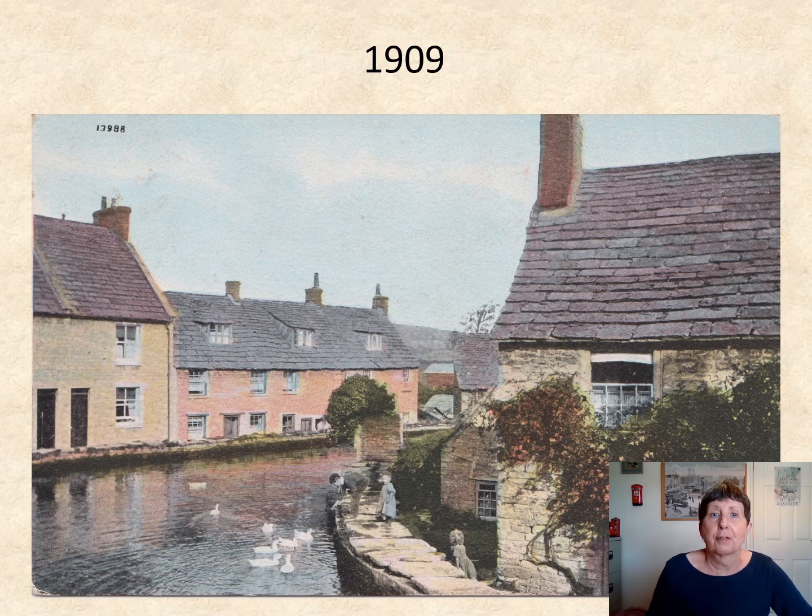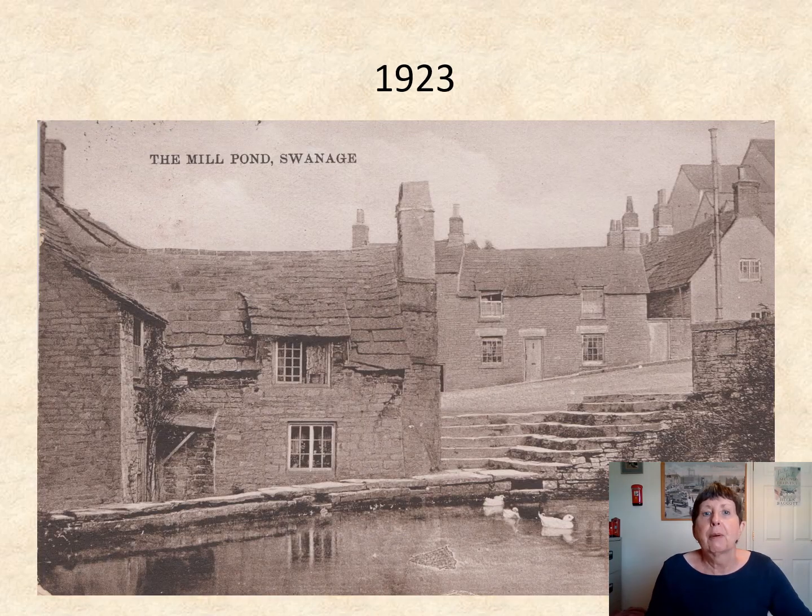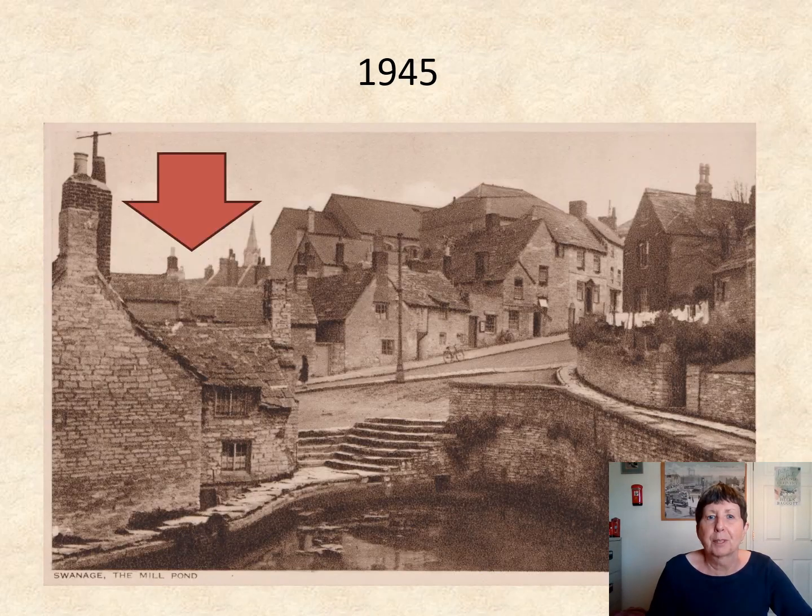Now in 1923 we're looking back across Church Hill, and the buildings around the mill pond are looking a little bit dilapidated, aren't they? And the buildings behind, actually in Church Hill itself, there's a certain rundown feeling to them perhaps.